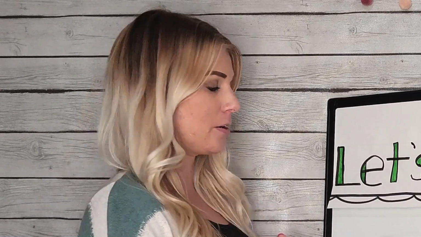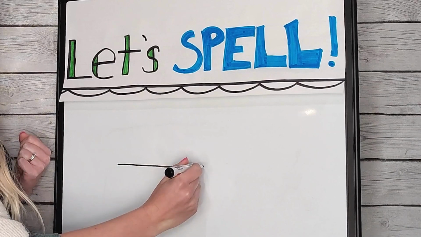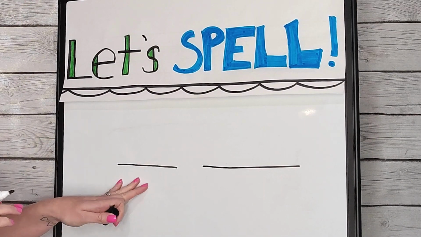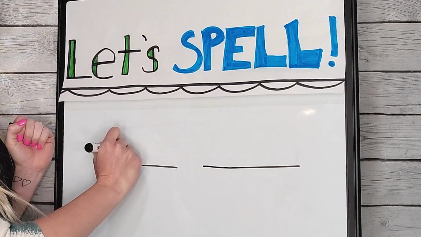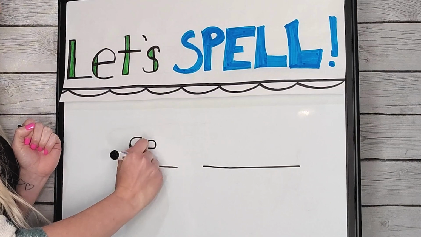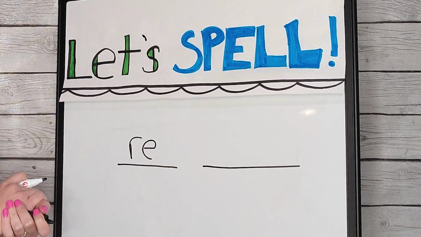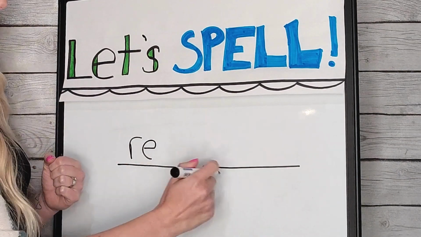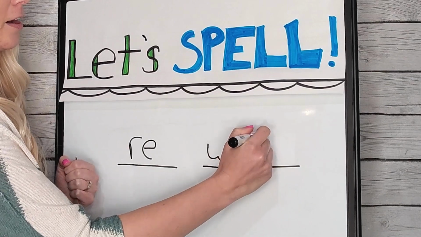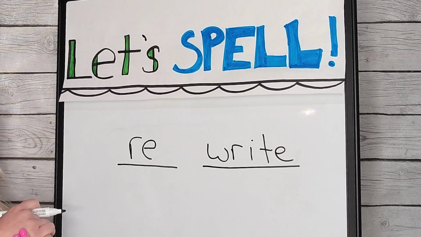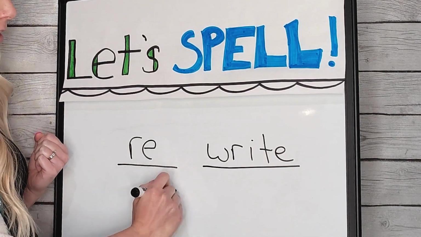Can you say that word with me? Rewrite. When I say the word rewrite, I hear the prefix re and the base word write. When I think about the sounds in my prefix re, I hear r, e, re. And when I think about my base word write, I hear the sounds r, i, t, write. Now I'm going to put both of these word parts together to build our word. Rewrite.